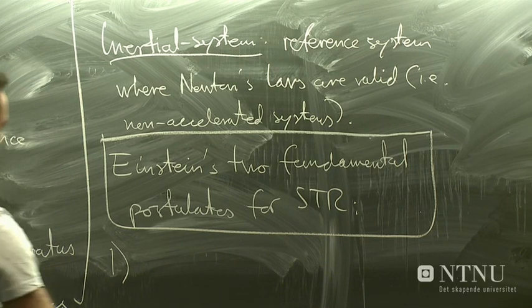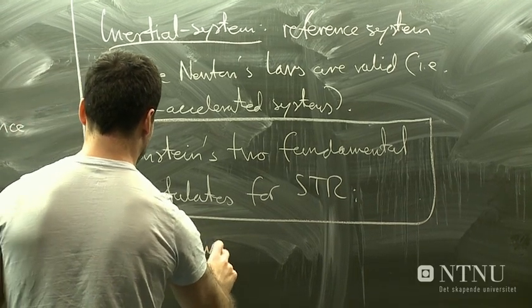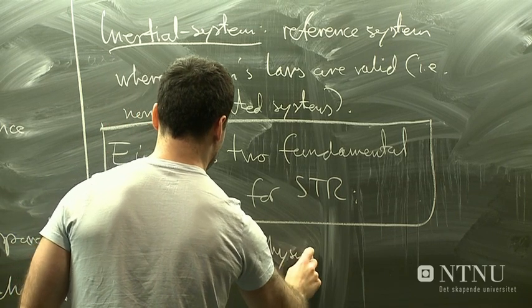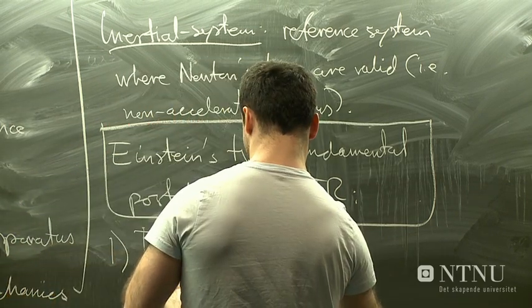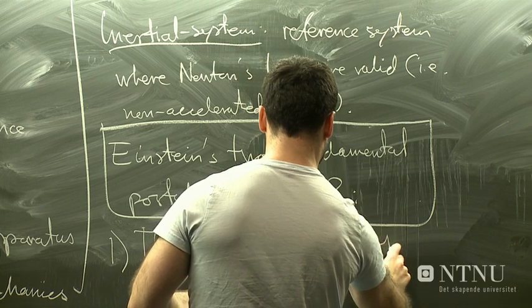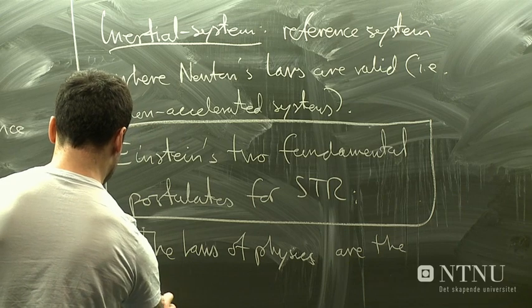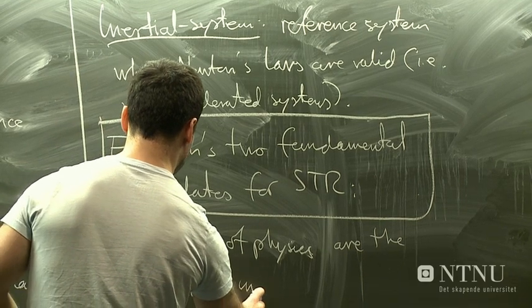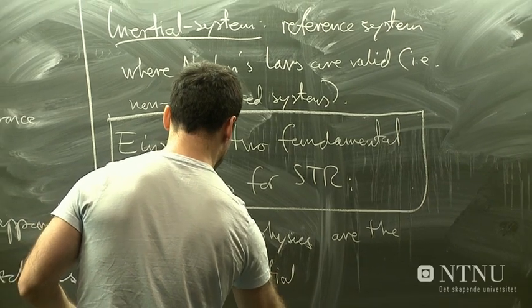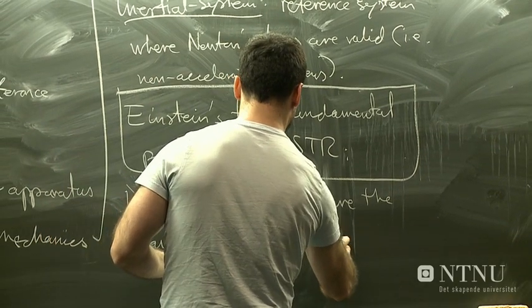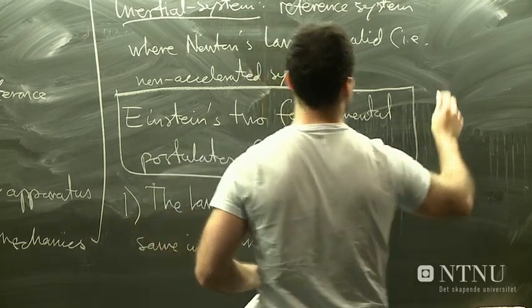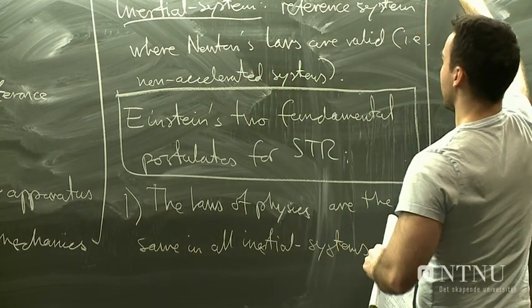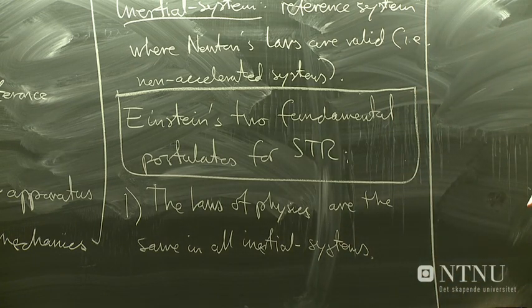The first one is that the laws of physics should all be the same regardless of which inertial system you are in. So the physics should be the same in all these inertial systems.